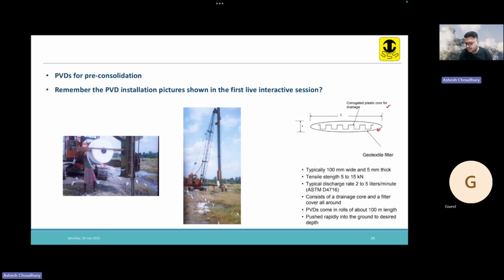The cross section of a PVD is shown here. It has a length L and a thickness T. Typically 100 mm wide and 5 mm thick. Tensile strength 5 to 15 Newton. Typical discharge rate 2 to 5 liters per minute. It consists of a drainage core and a filter cover all around. PVDs come in rolls of about 100-meter length. They are pushed rapidly into the ground to the desired depth using these machines shown here.